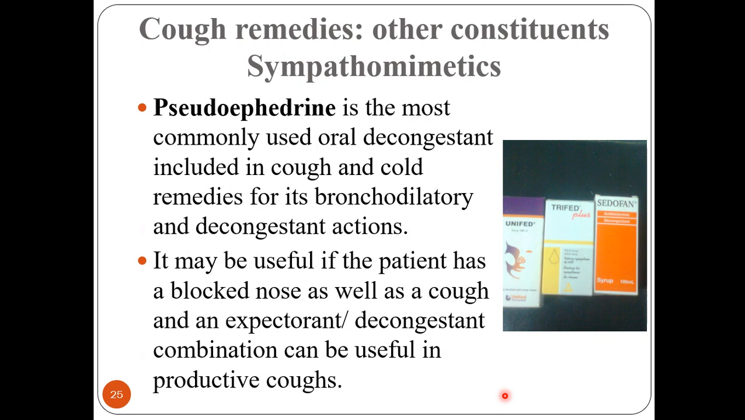Now we have sympathomimetics. We also find the sympathomimetics in the cough preparations. We have pseudoephedrine. It is the most commonly used oral decongestant included in the cough and cold remedies for its bronchodilatory and decongestant action, because sympathomimetics can also act on beta receptors in the bronchioles leading to bronchodilation, and this is a desired effect.